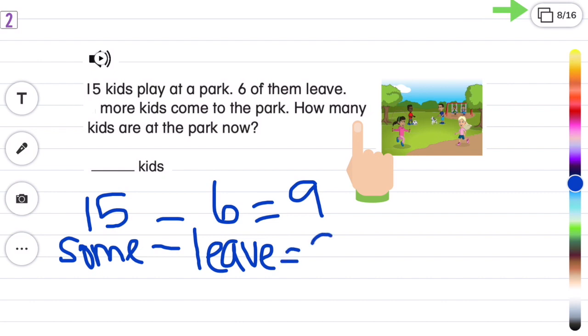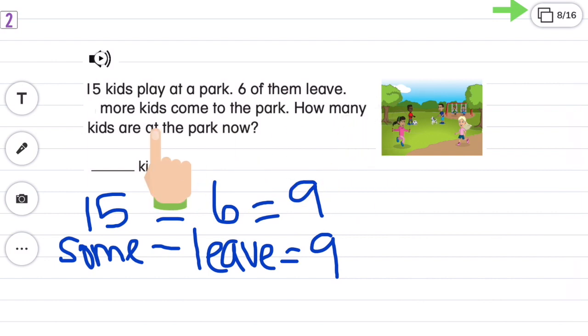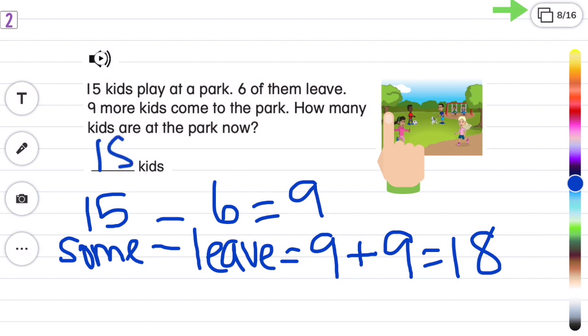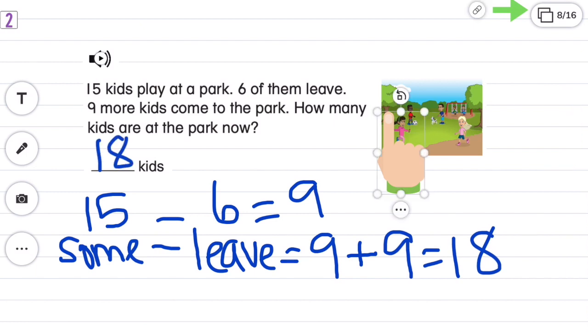So then there were 9, and now it says blank more kids come to the park. So if more kids come to the park, then the number of people at the park gets bigger. So that means we're going to add. So let's see how many we're adding. We're adding 9. That is a double. 9 plus 9 equals 18. 18 kids are at the park now. When you're done, click the green arrow to go to the next page.